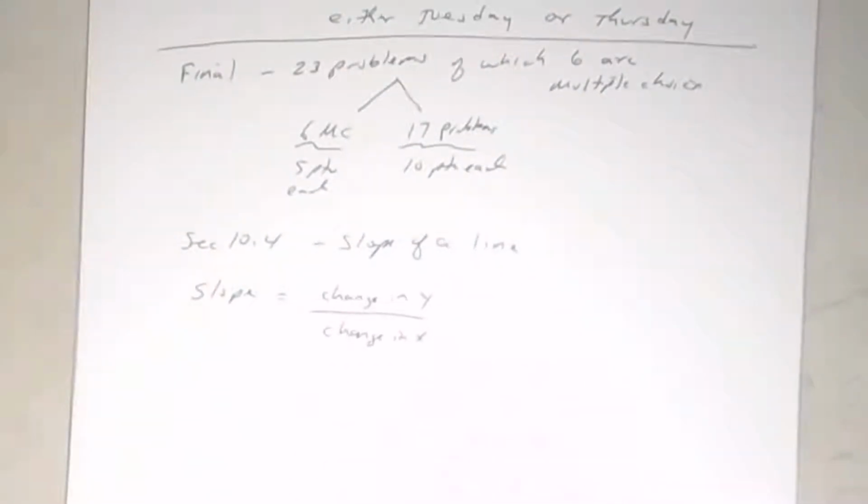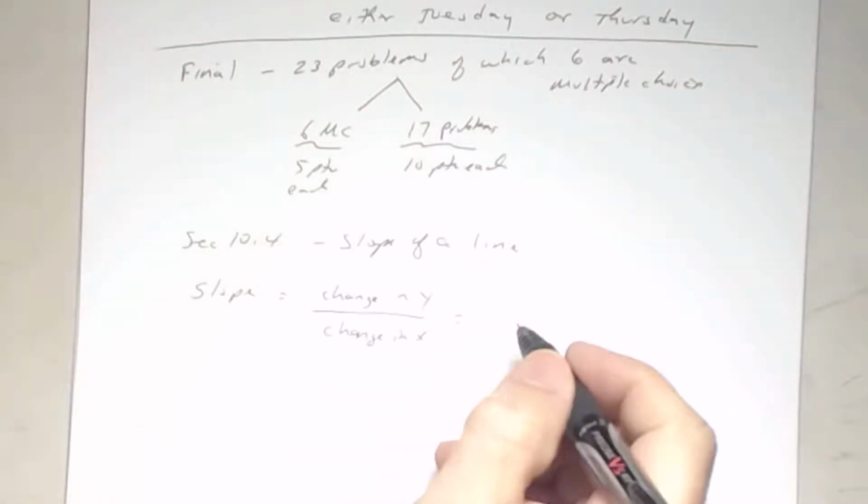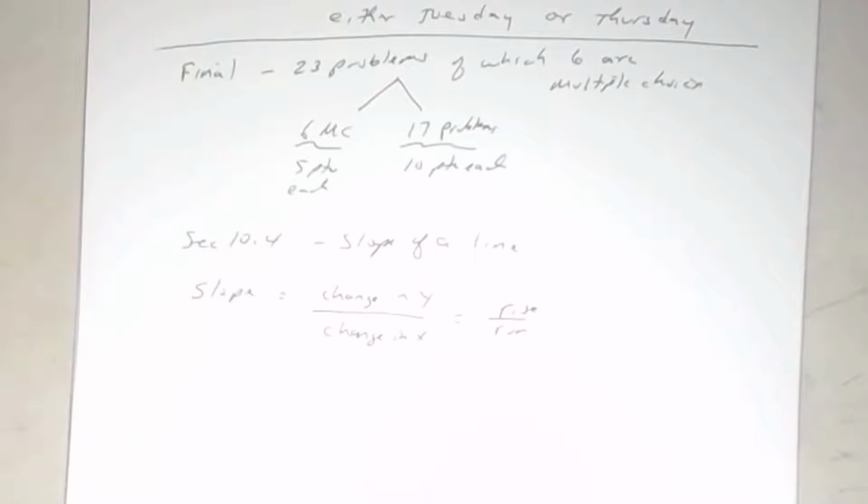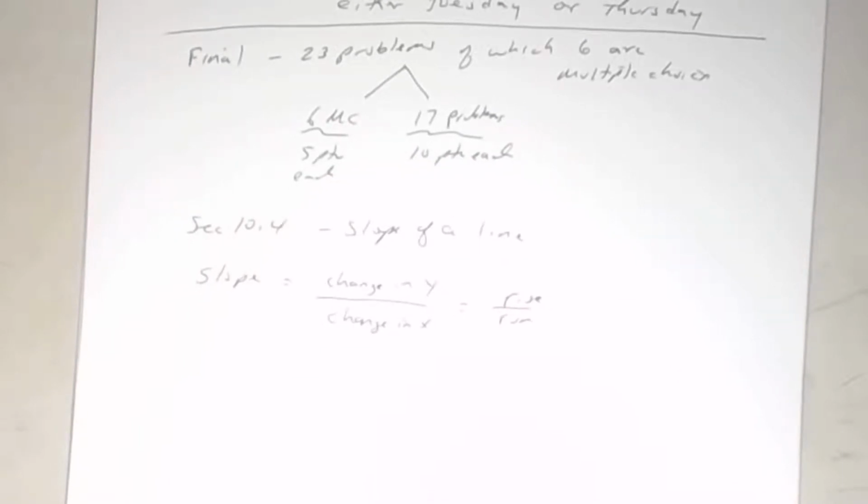So you're going to see that the y coordinates will be in the numerator and the x coordinates will be in the denominator. So it's a change in y divided by the change in x. That can also be written as rise over run. So you may remember those words, rise over run. The rise is in the numerator, the run is in the denominator.